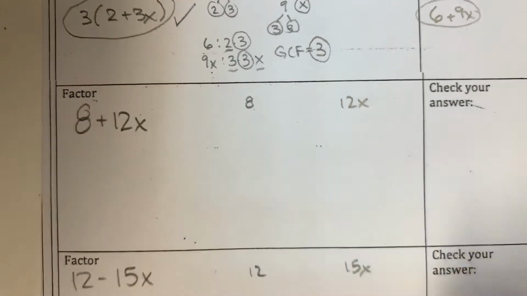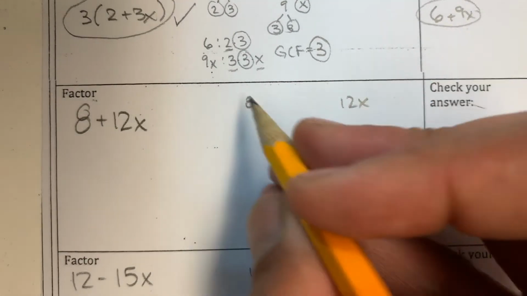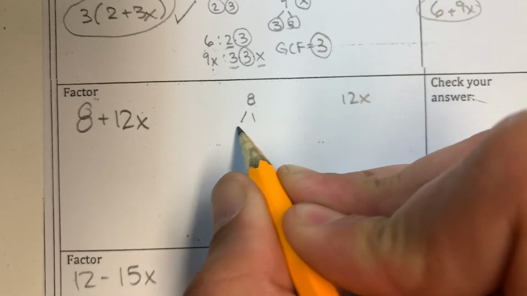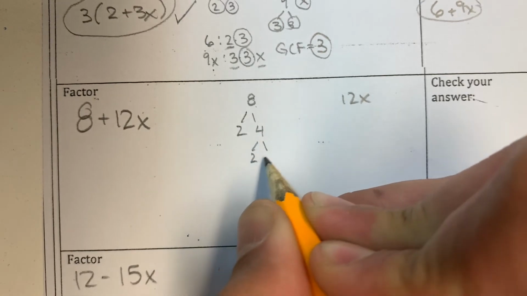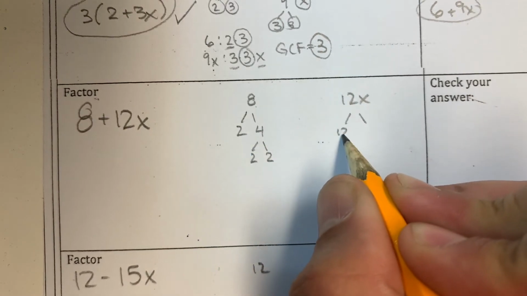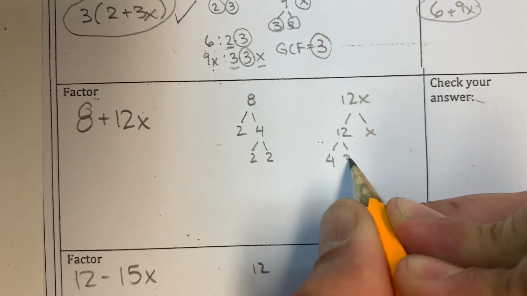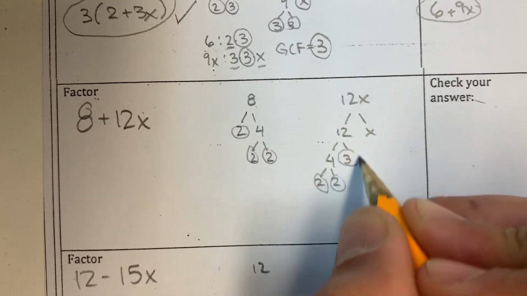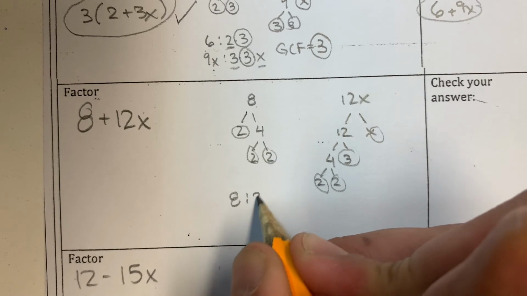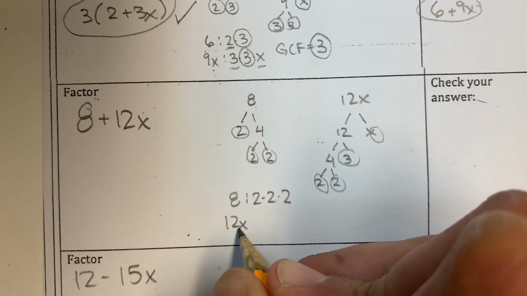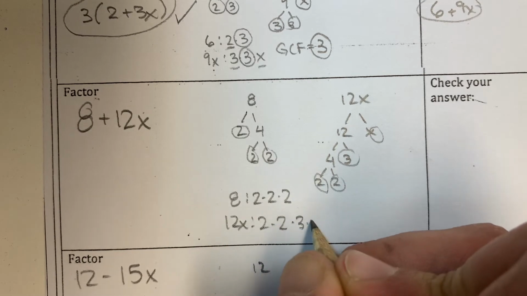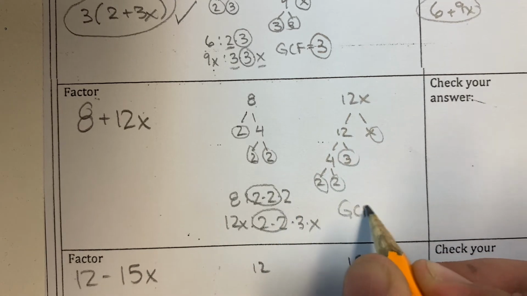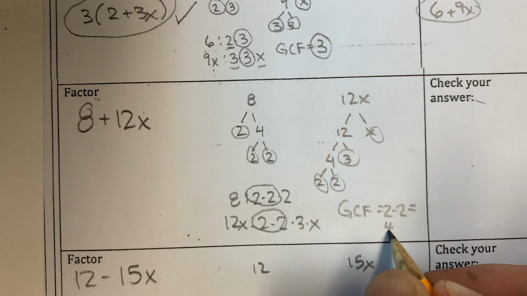Now we're going to factor 8 plus 12x. Okay, and so let's go ahead and break down this 8 following the steps from above. So this 8 breaks down to 2 and 4. Break down this 4 to 2 and 2. 12x, 12 times x, 4 times 3, 2 times 2. So we go ahead and find the GCF from here. And so we know that the 8, 2 times 2 times 2, the 12x, 2 times 2 times 3 times x. We see here that we have 2 2's that are common to both, so that means our GCF is 2 times 2, which is 4.